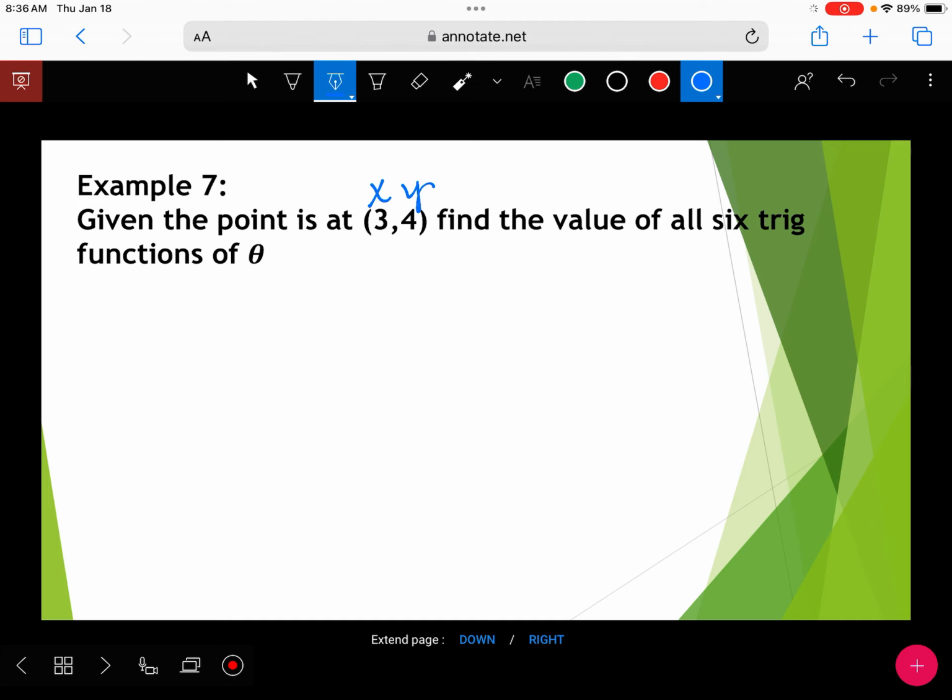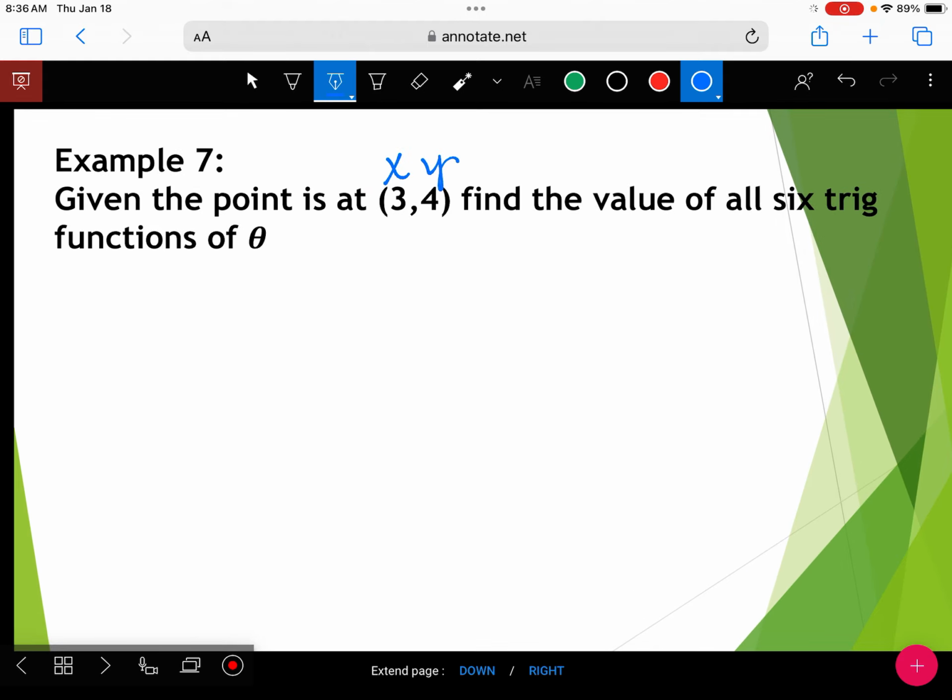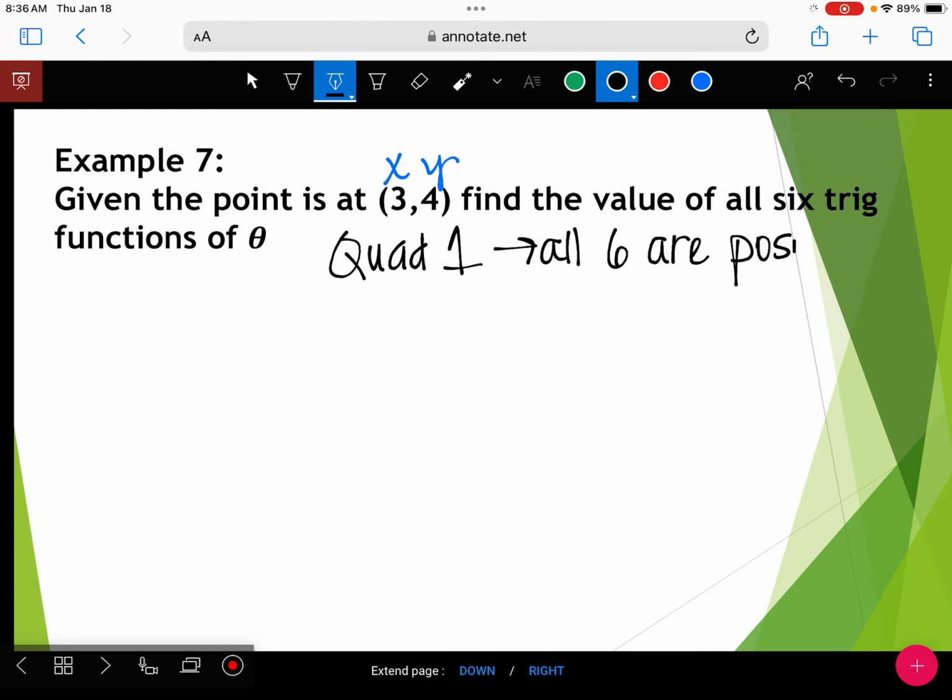Show me with your fingers, which quadrant do you think we're in? If the point is 3, 4, positive 3, positive 4. Yep, we're in quadrant 1, good. And in quadrant 1, they're all positive. All 6 are positive. That is the only quadrant where all 6 ratios will be positive.